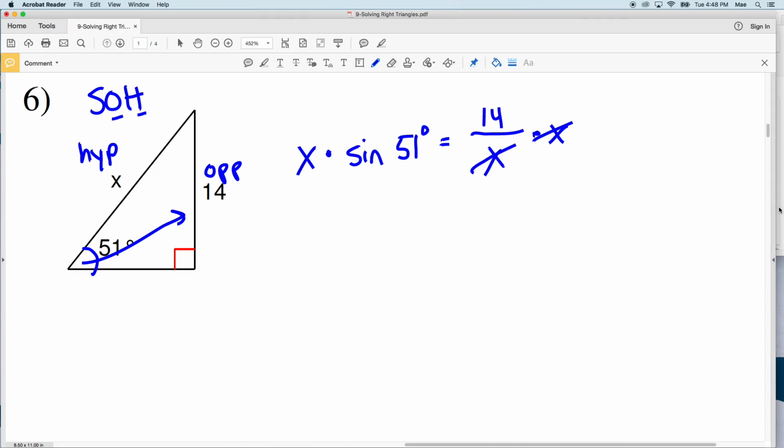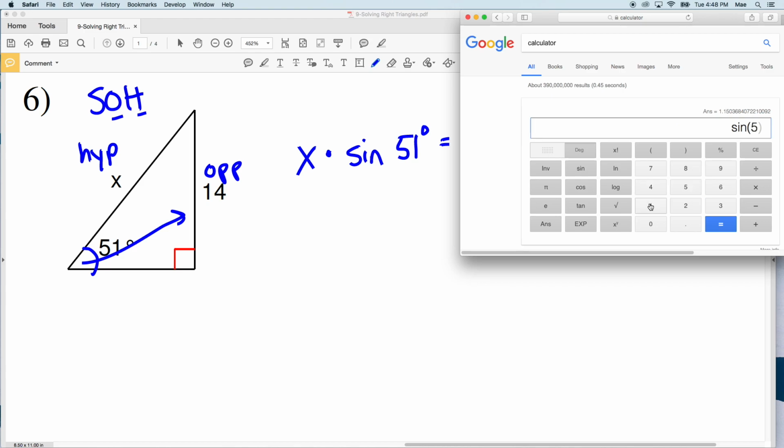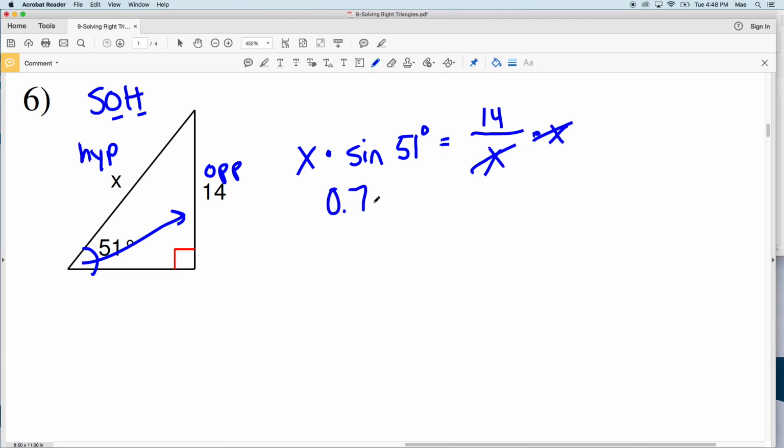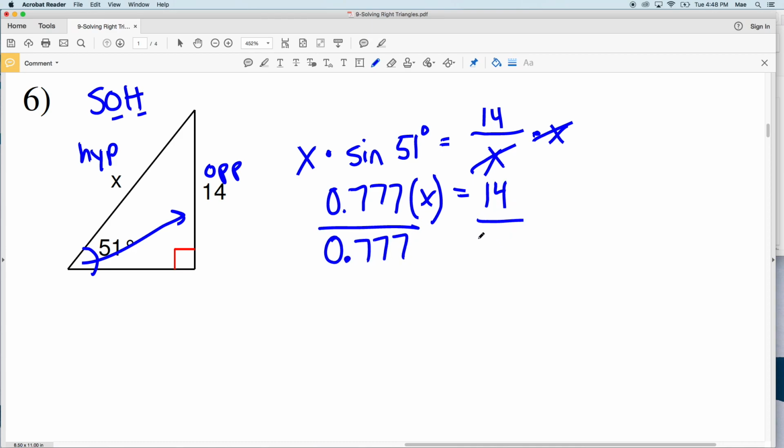And the sine of 51 degrees is equal to 0.777. 0.777 times x, that's equal to 14. And when I divide by that sine of 51, 14 divided by 0.777, x will equal 18.01, which rounds to 18.0.